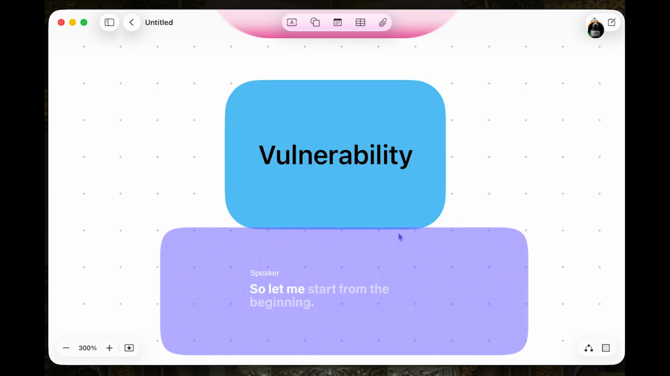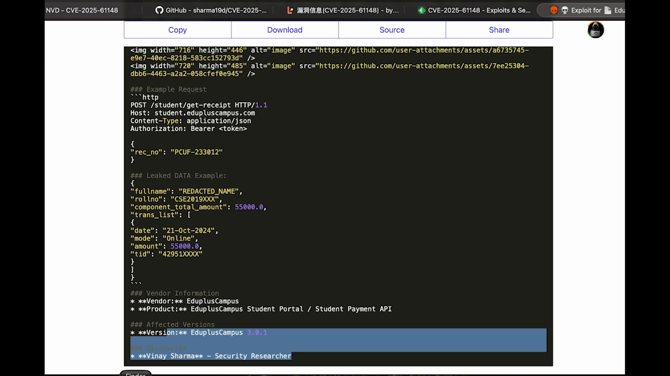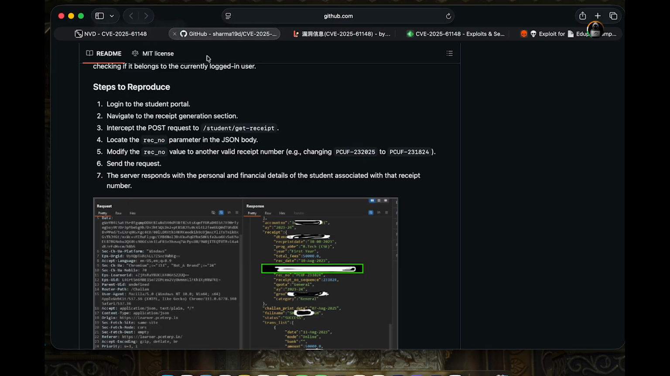Now, let's talk about the vulnerability itself. Let me start from the beginning. While testing an application, everything looked normal on the surface. No errors, no crashes, no warnings. But one thing didn't feel right: how the application handles user-specific data. I asked myself a simple question: should this data really be accessible in this way? That question led to the discovery of a broken access control issue, commonly known as an IDOR vulnerability. Let me show the proof from my GitHub account.